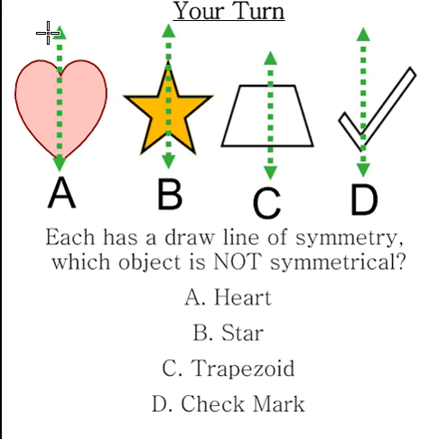So let's take a look. I have a heart cut down north to south, a star north to south, a trapezoid north to south, and a check mark. If I were to fold these objects, which one of them does not have a line of symmetry? Which one cannot be cut in half equally so that both sides are the same? The heart, the star, the trapezoid, or the check mark?